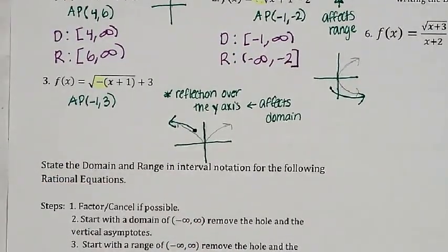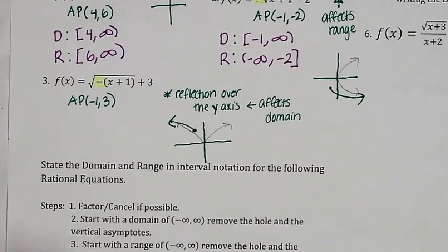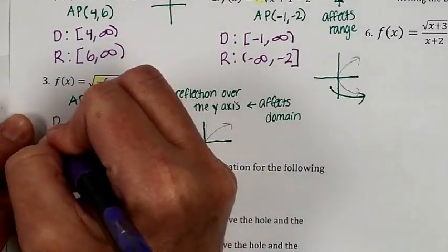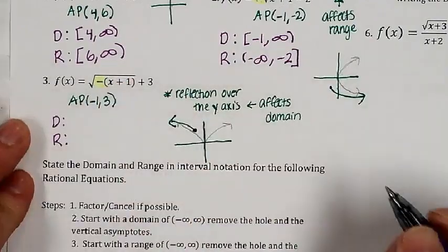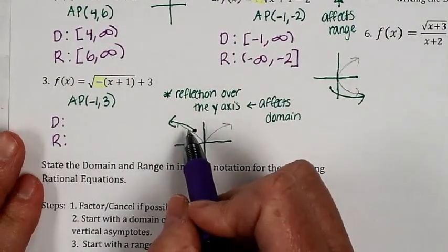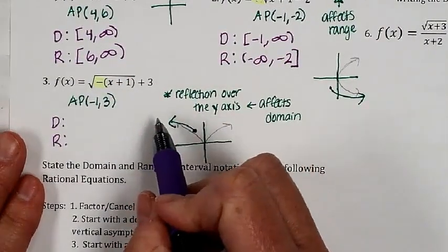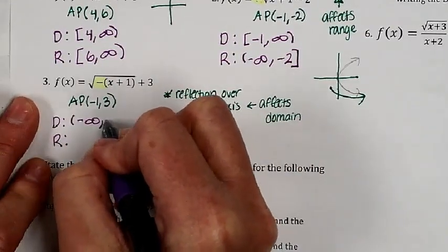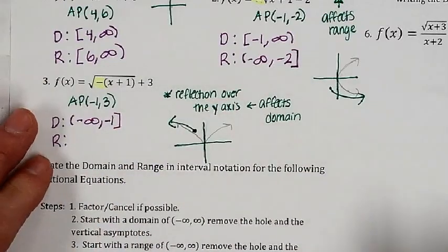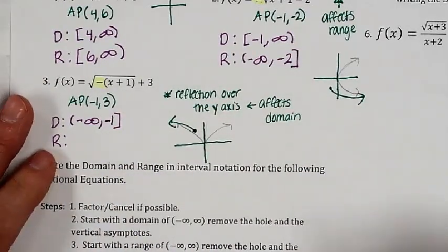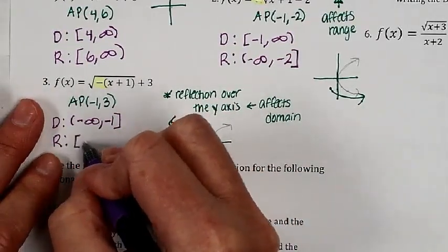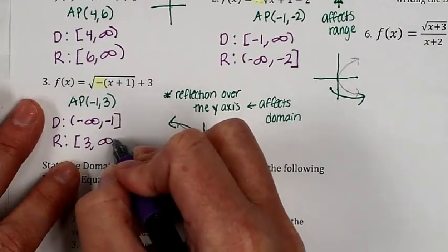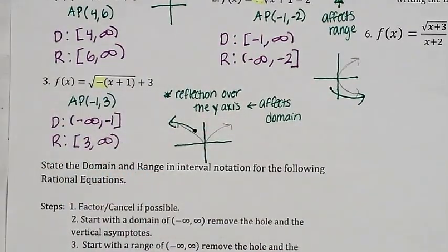So my domain is now from negative infinity to negative 1 bracket. And your range is from 3 to infinity. So you're using that anchor point. It doesn't matter whether you're multiplying by the x or y, that's not going to change your domain and range.